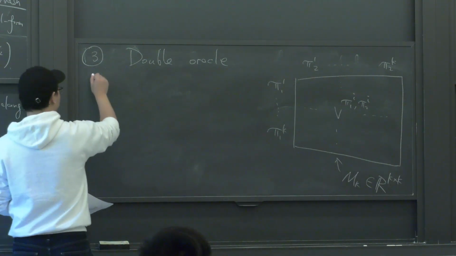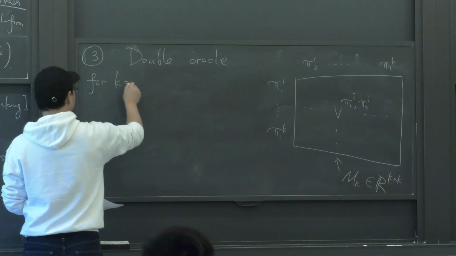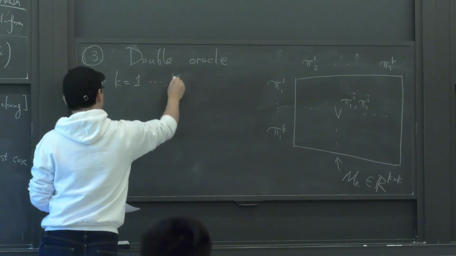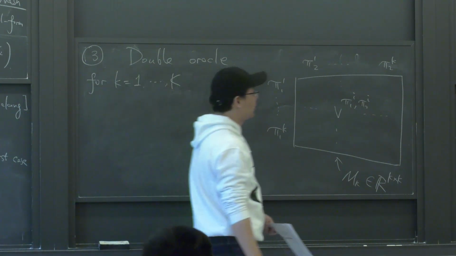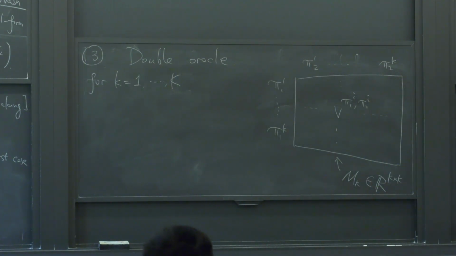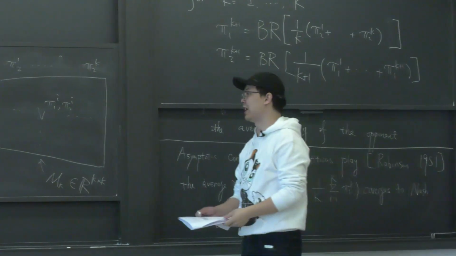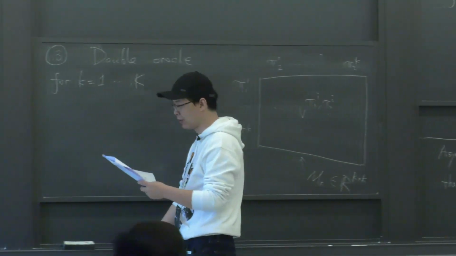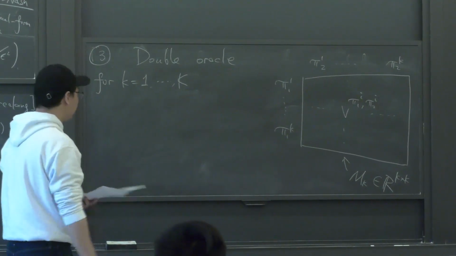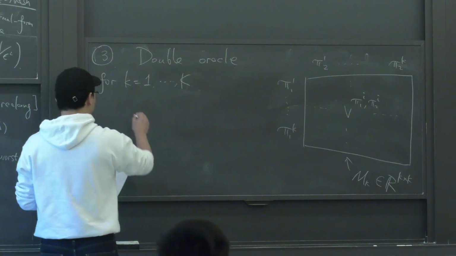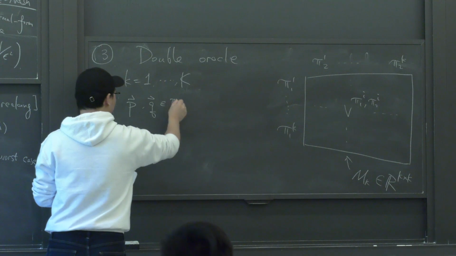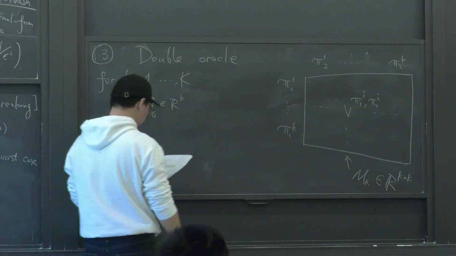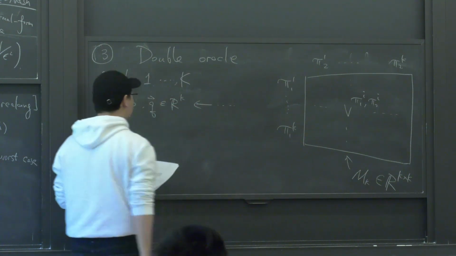So double oracle is an algorithm that looks like this, for k equal to 1 to capital K. I think the part of generalization is that in fictitious play, this is a uniform average, and we think this is not very natural. We want a smarter way of computing this weight. So what we will do is select some p and q in R^k in some specific way.